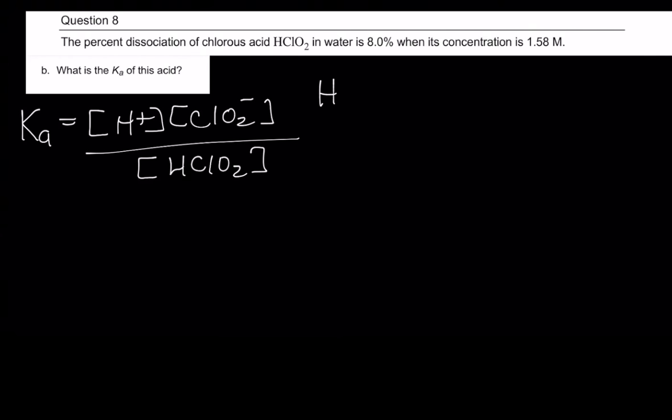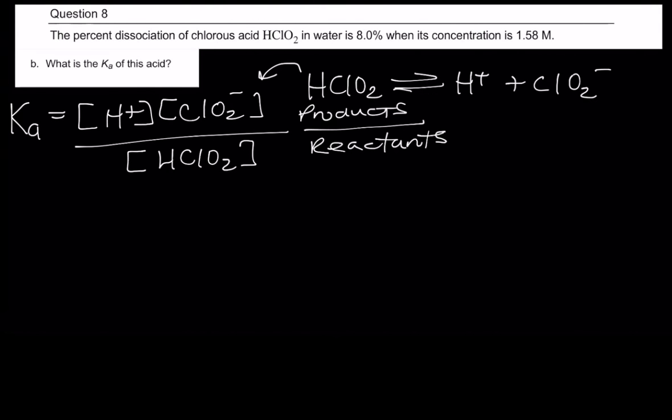So the dissociation of this weak acid can be written as HClO2 will give you H plus and ClO2 minus. Because we're dealing with the dissociation of a weak acid, we have to write out the ICE table.